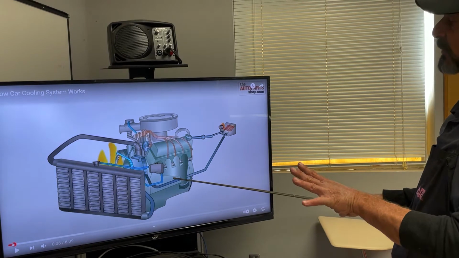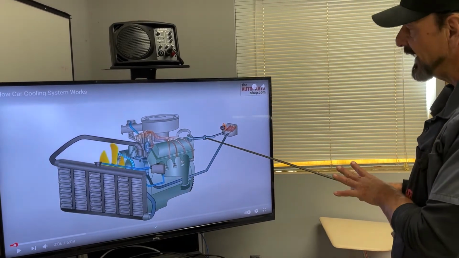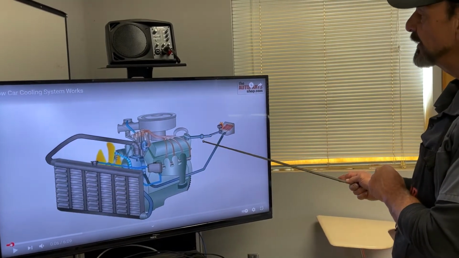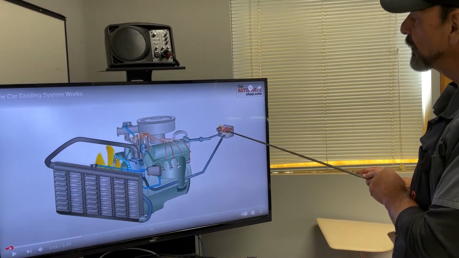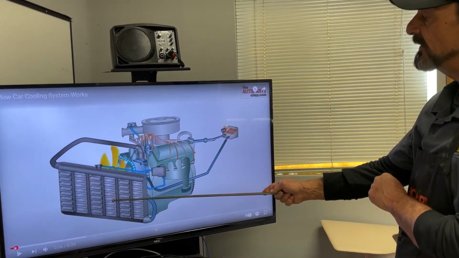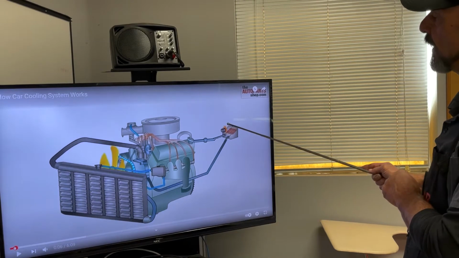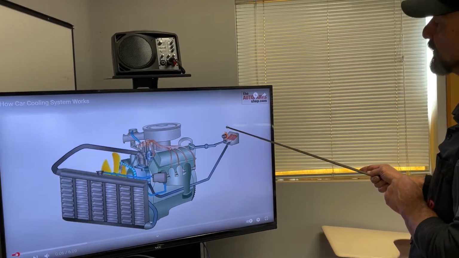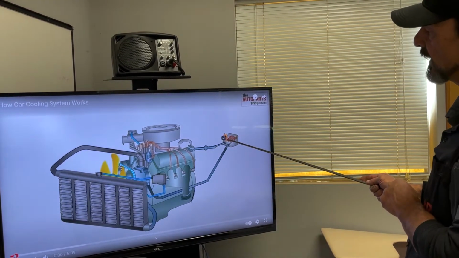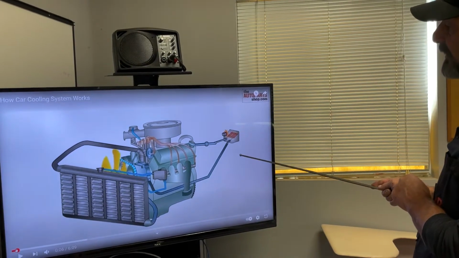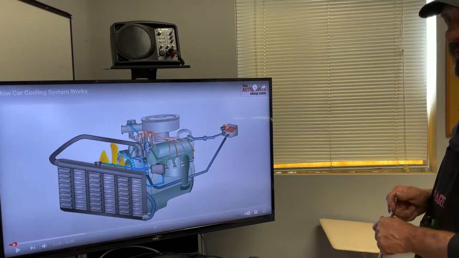Now, some systems work differently. This is a standard system. It has a heater control valve here and a heater core, which is a mini radiator, just like this, only in miniature, with a fan that blows cold air past these heated tubes and produces heat inside the passenger compartment.